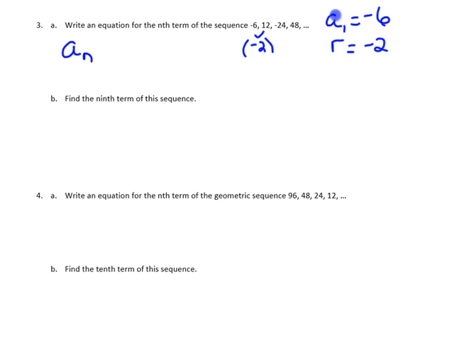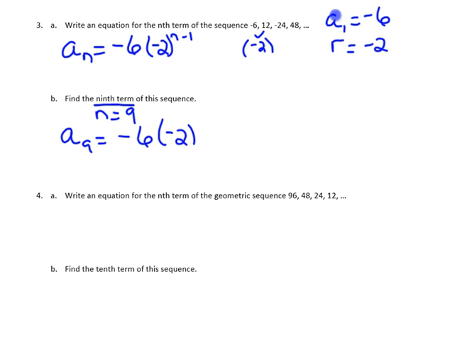So now I can write my formula. The nth term is your first term, -6, times your common ratio, and I'm putting it in parentheses because it's a negative, to the n minus 1. All right, find the 9th term, so n is 9. So the 9th term, A9, is -6 times -2 to the 8th power. And when I put it all in my calculator, you get -1,536. Again, I did that all in my calculator.